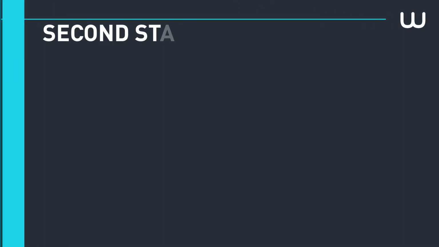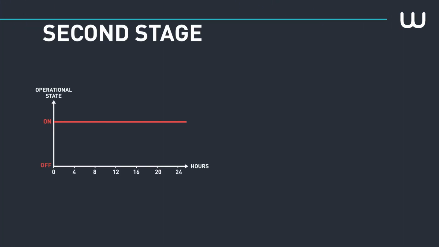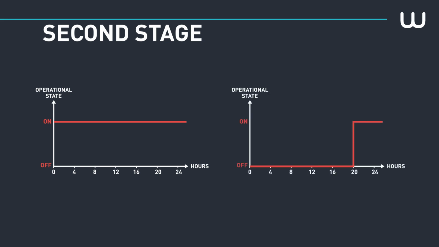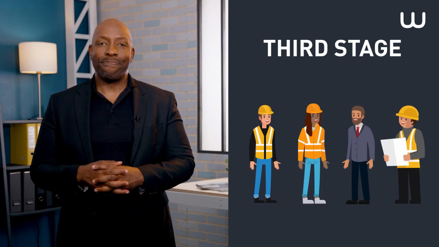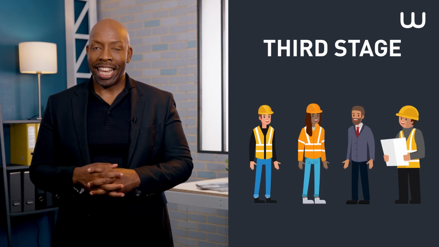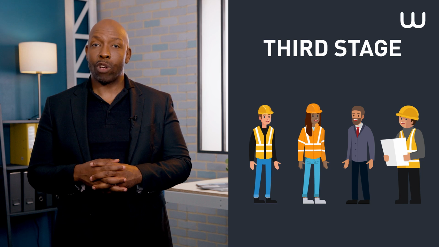Now, let's take the example of a pump. Now, it is obvious that a pump which is in operation 24 hours per day will require more maintenance than a pump which is only in operation for 4 hours a day. Now, the third stage is to associate the most qualified person or persons with the maintenance operation to be performed, taking account of possible accreditations which are necessary to perform the intervention.